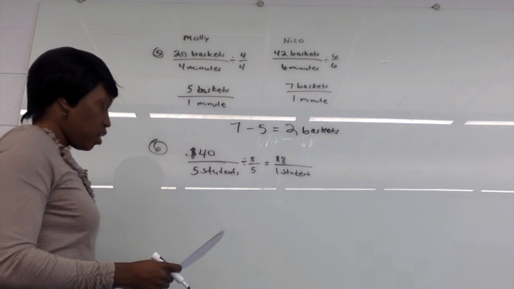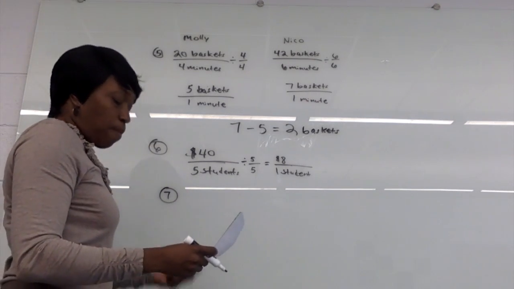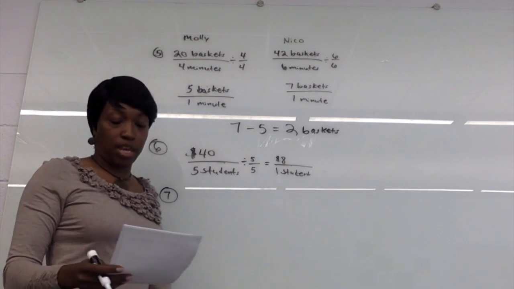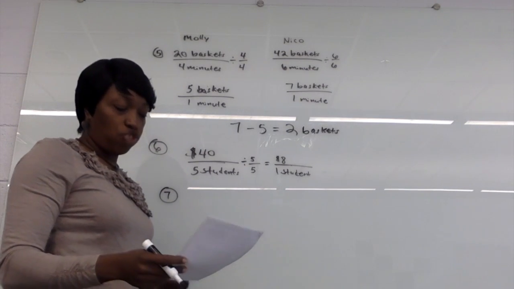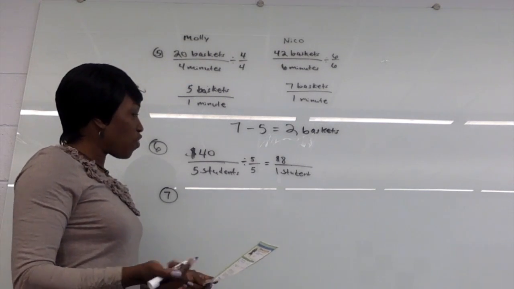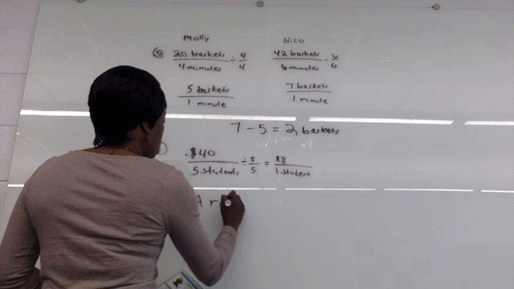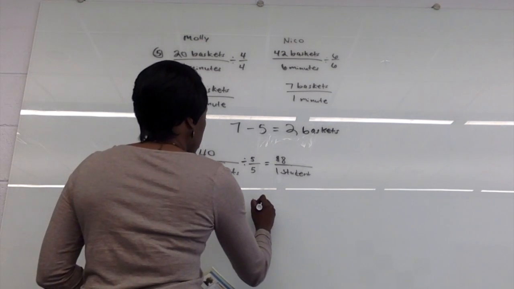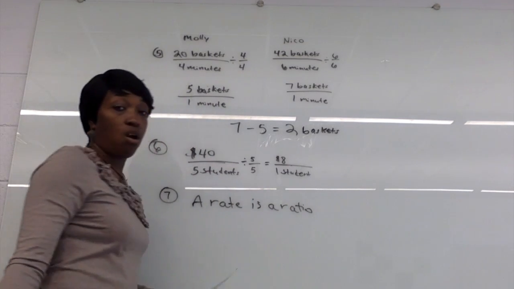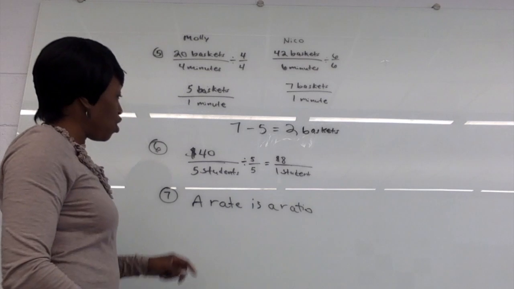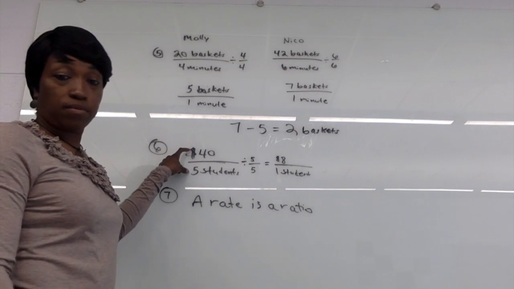Let's look at number 7. Now for number 7, this is just a general question for you to think about the essential questions we've been talking about at the very beginning of the lesson about rates, ratios. How are rates and ratios related? Well, one thing that you can say is, go back to the definition, a rate is a ratio. So that's how they're related. A rate is a ratio. Remember, these are rates. This is a ratio because they are comparing two things.